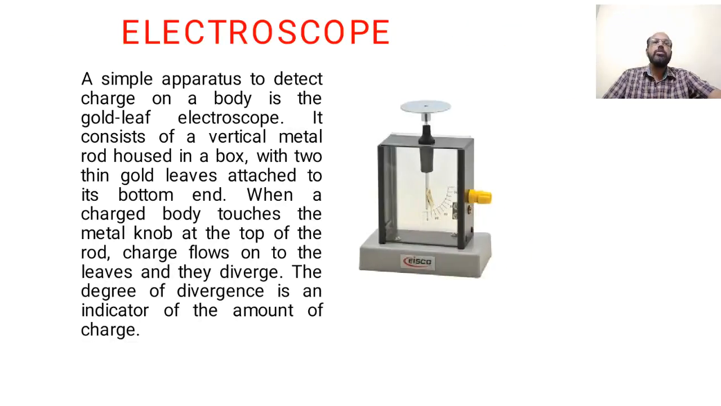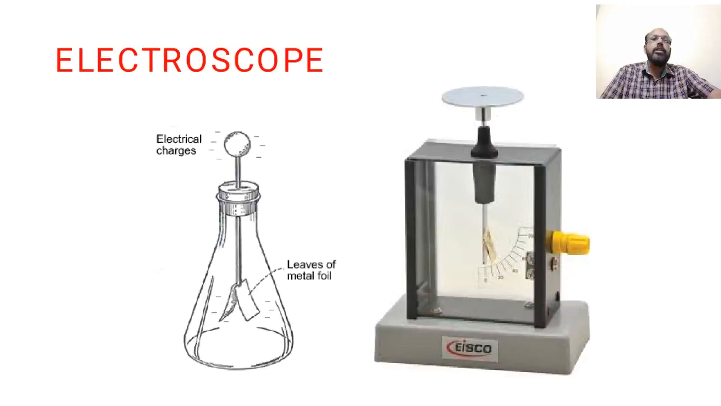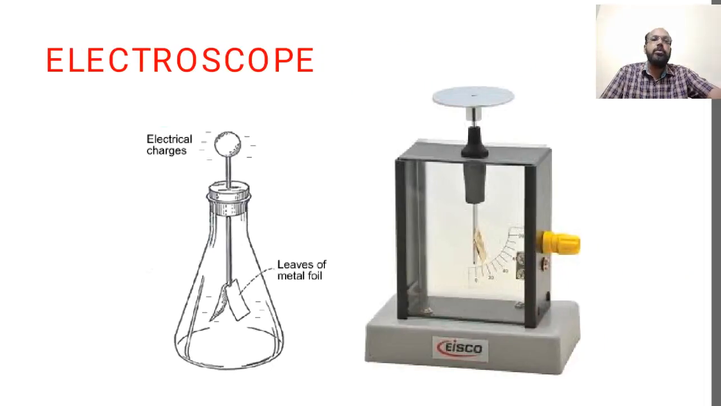Okay, here the electroscope. It is a device used to detect charge on a body. It consists of a vertical metal rod housed in a box with two thin gold leaves attached to its bottom end. When a charged body touches the metal knob at the top of the rod, charge flows to the leaves and they diverge. The degree of divergence is an indicator of the amount of charge. Okay, here is the diagram of the electroscope.